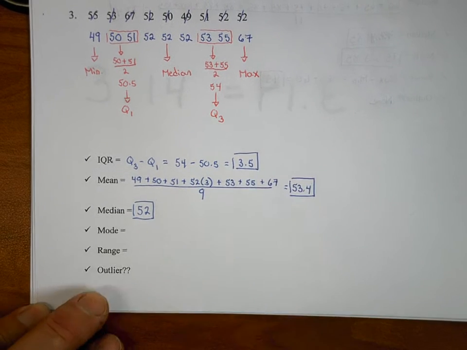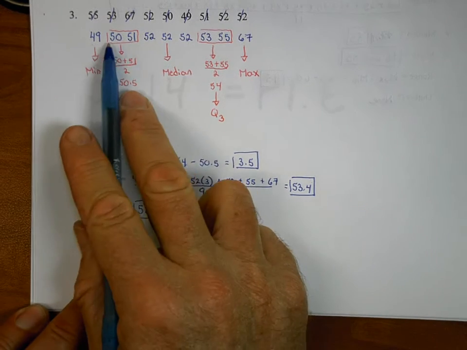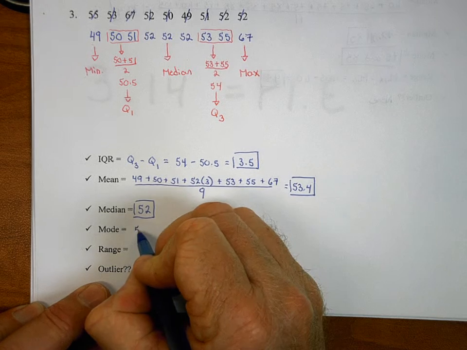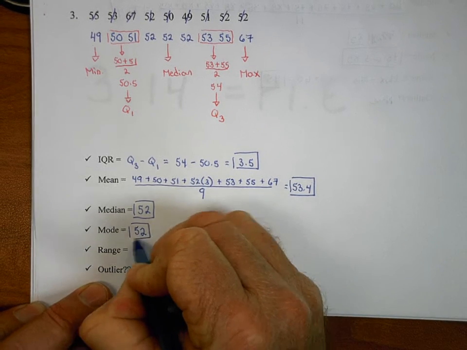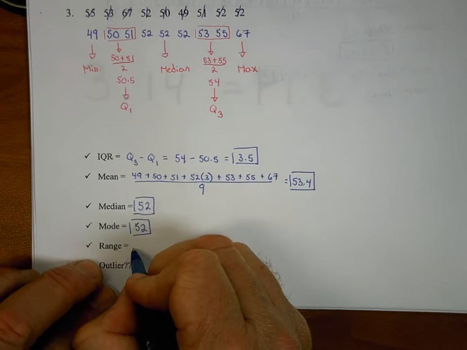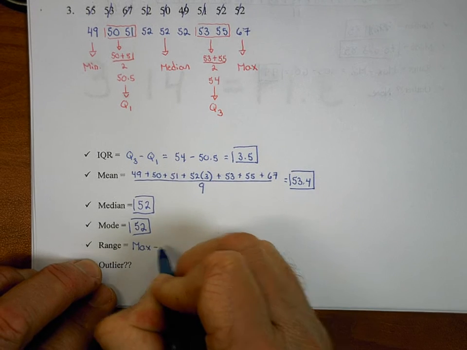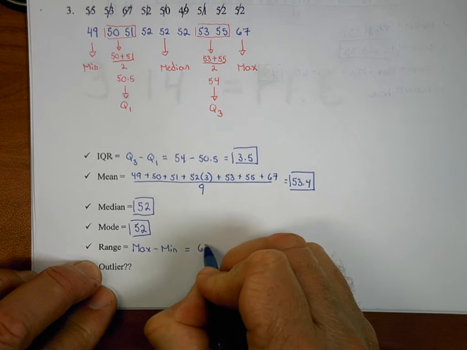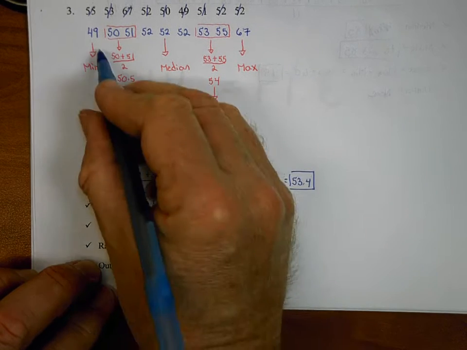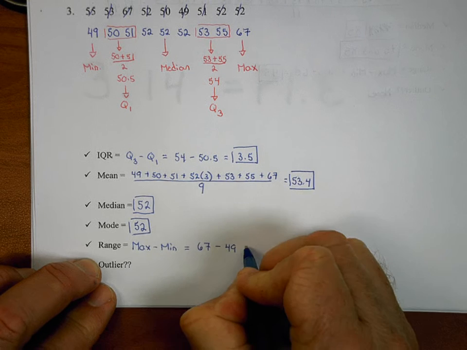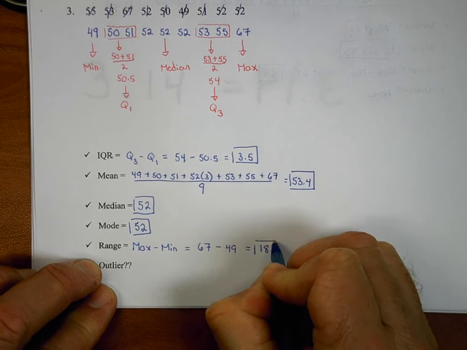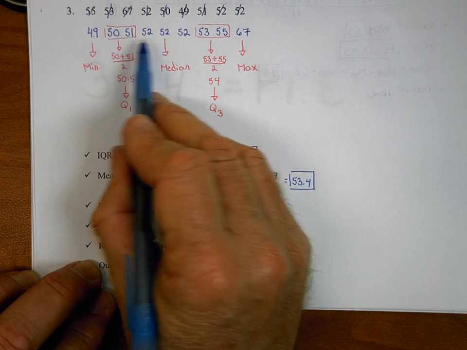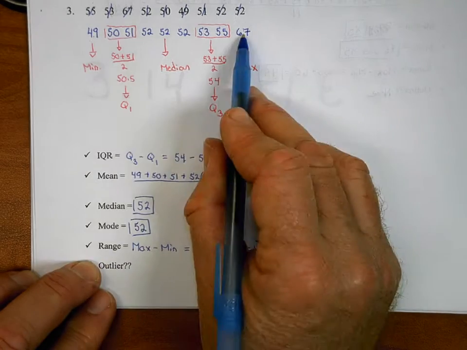My mode is going to be the clear-cut winner as to which number is most popular, and you can see that's 52. So 52 shows up the most. To find my range, I'm going to take my maximum value, and from it I'm going to subtract my minimum value. So my maximum value is 67. From it I'm going to subtract 49, which is my minimum value. So my range is 18. Once again, that number tells me that there are 18 spots or intervals between my minimum and my maximum value.